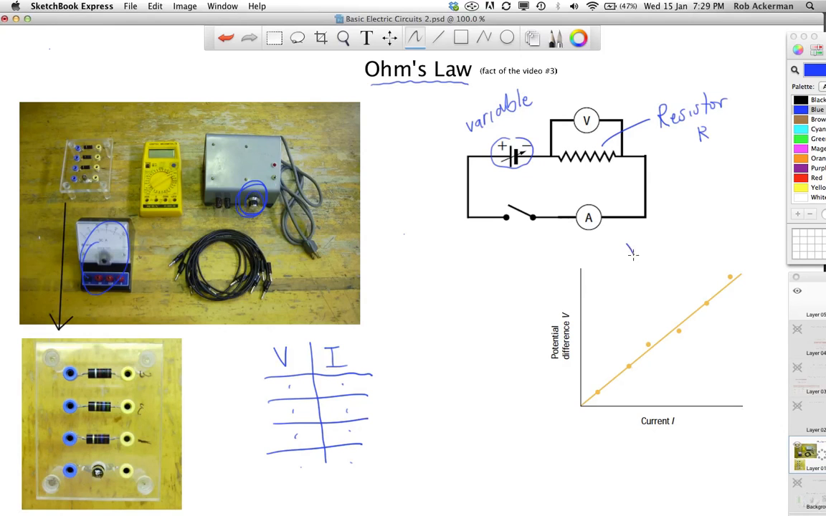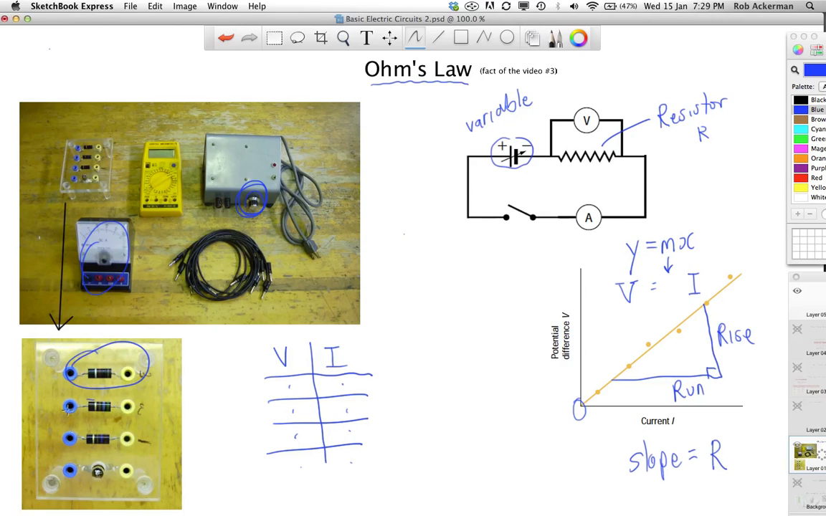But this is a line that looks like y equals mx, where m is the slope. The y-intercept ends up being 0. Now the y value is voltage, so we write V. The x value is current, so we write I. And the slope is something that we just measure. If you do rise over run, you'll get the slope. That's not anything new. The interesting thing is, if you measure this slope, you will find that the slope equals the value of the resistance on whatever resistor you had plugged the circuit into.